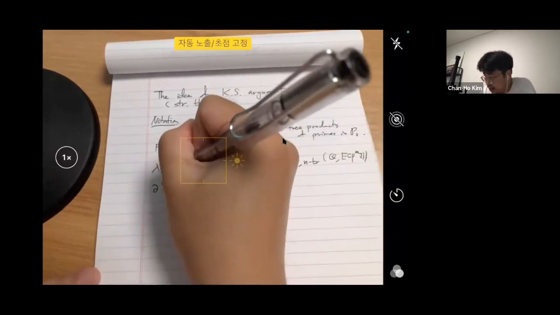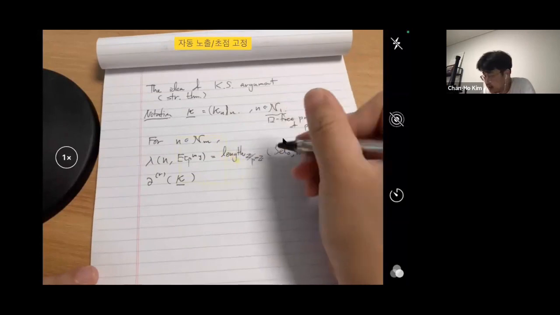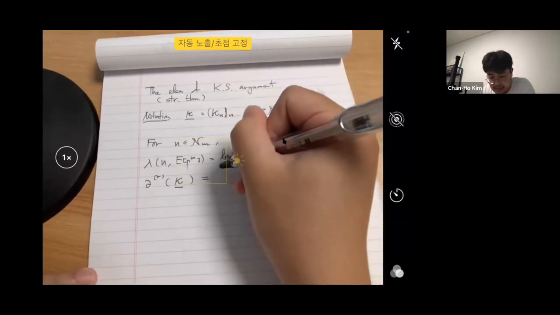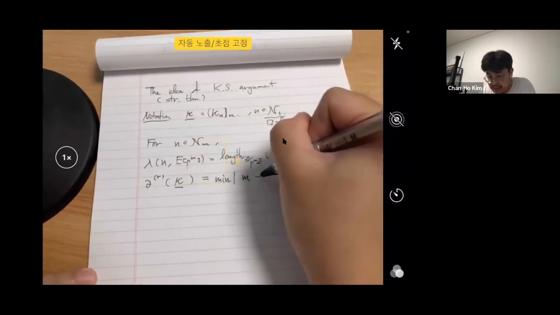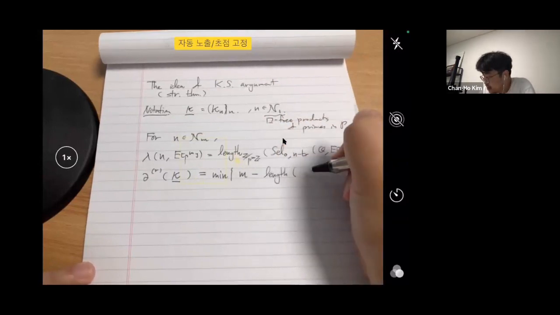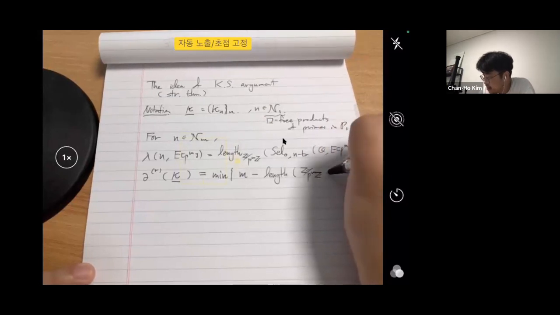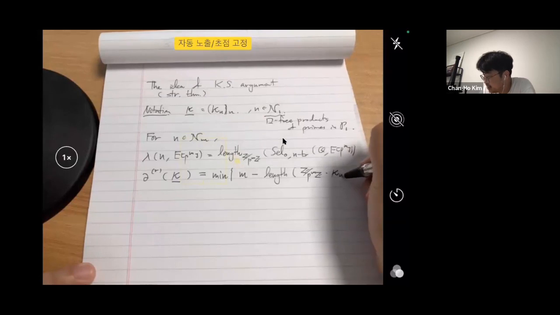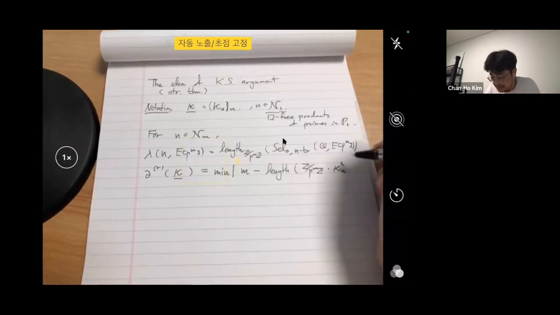And partial R kappa is the minimal number from M minus length of the module generated by kappa n. Sorry, it's the G modulo P to the M Z times generated by a certain Kolyvagin system class kappa n. And yes, kappa n, and I put, sorry about the complicated notation, but I think I need it.